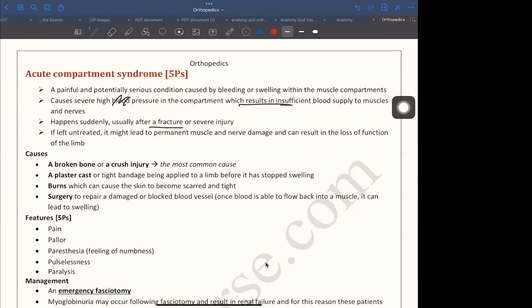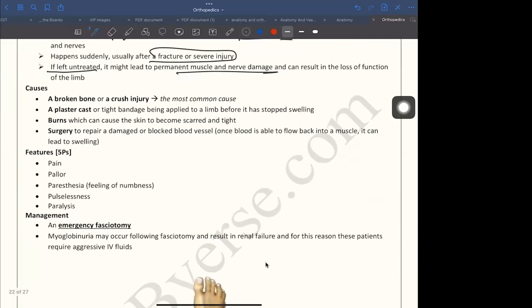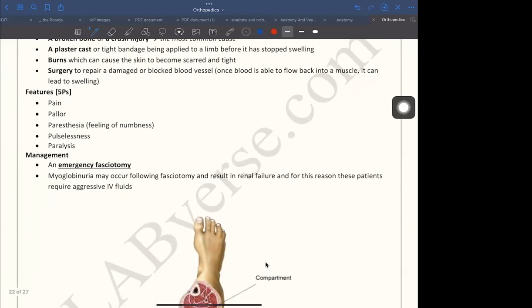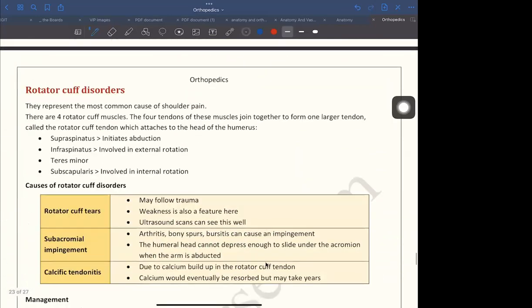It happens suddenly, usually after a fracture or a severe injury, and if left untreated, it might lead to permanent muscle and nerve damage. Causes include broken bone, plaster cast, burns and surgery. Features are pain, pallor, paresthesia, pulses, paralysis, like we mentioned. Treatment is emergency fasciotomy to cut the fascia between the muscles to give it a bit of space.